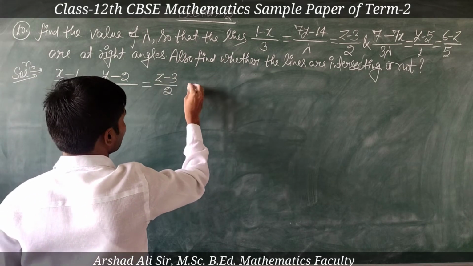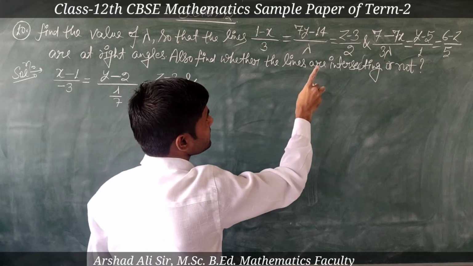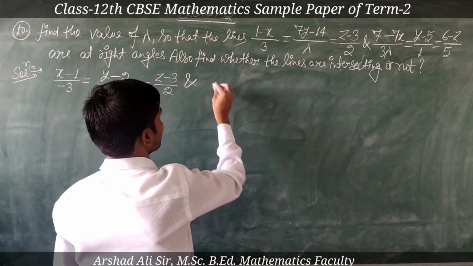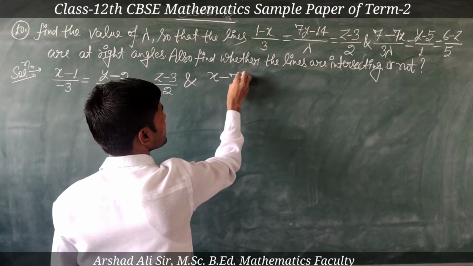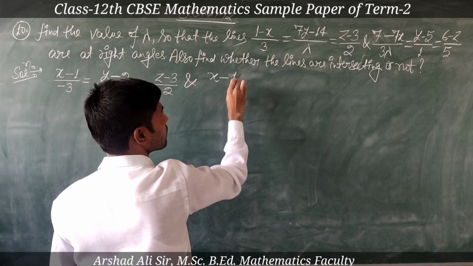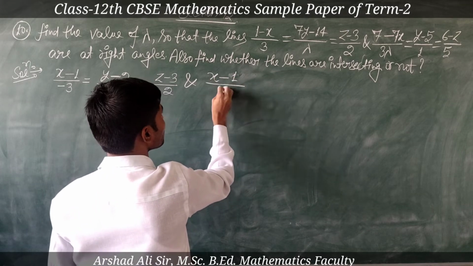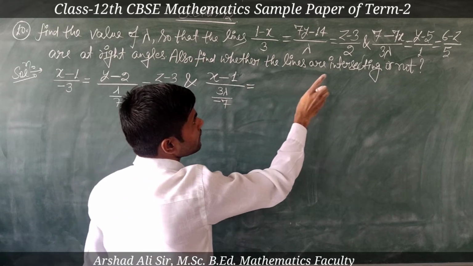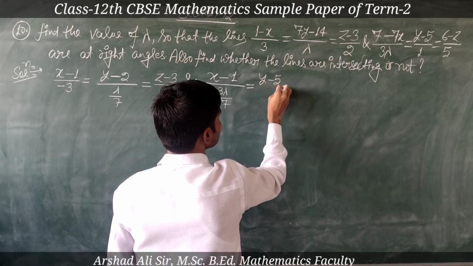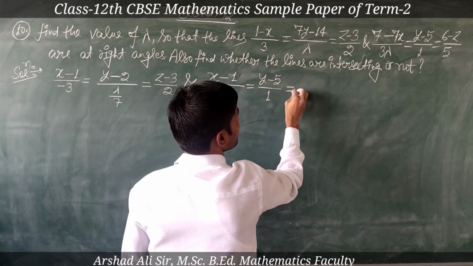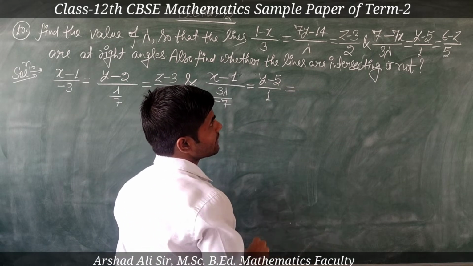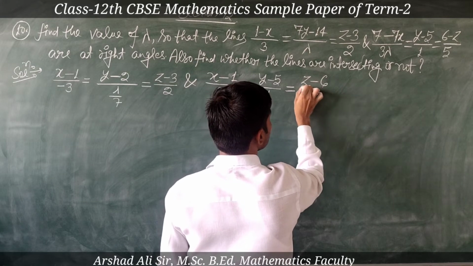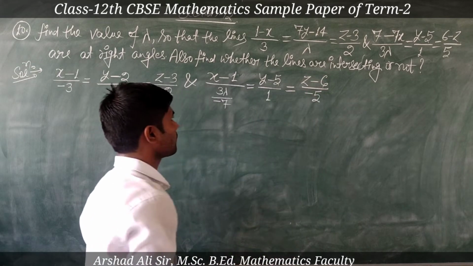It is the first line, okay, and the second line is 7 minus 7x. Here we can divide by minus 7. After dividing by minus 7 it will be x minus 1 upon 3, lambda upon minus 7, okay. Now y minus 5 upon 1, it is absolutely correct. 6 minus z, from here we can take the negative sign as common. It will be z minus 6 upon minus 5, okay.